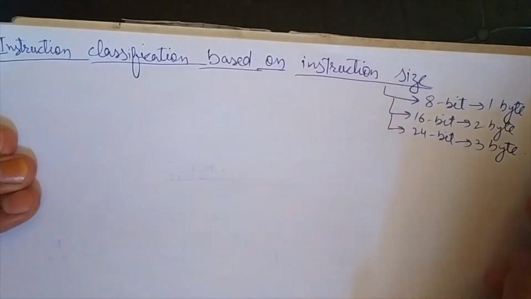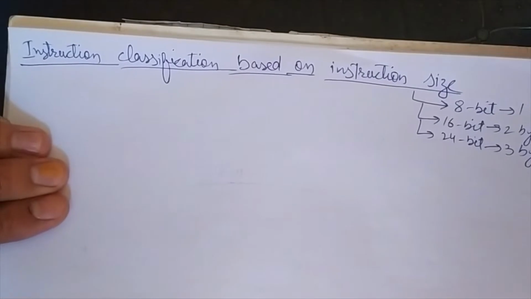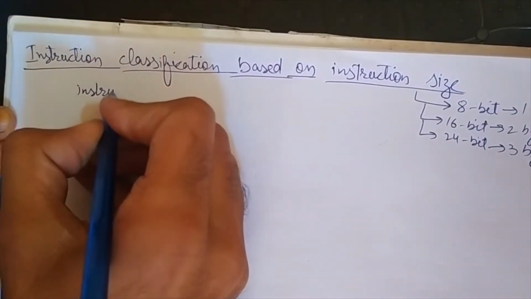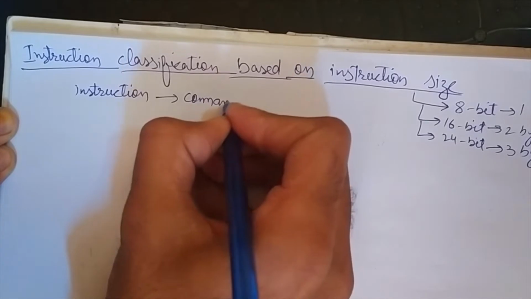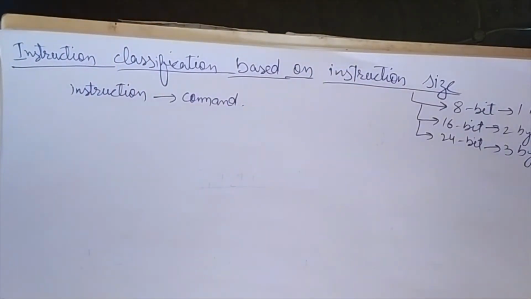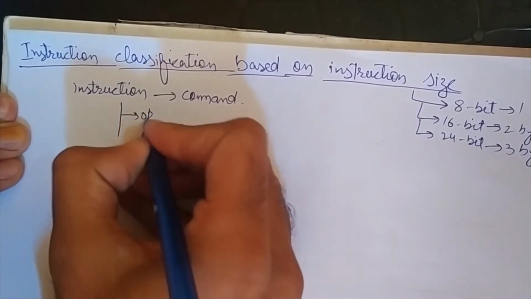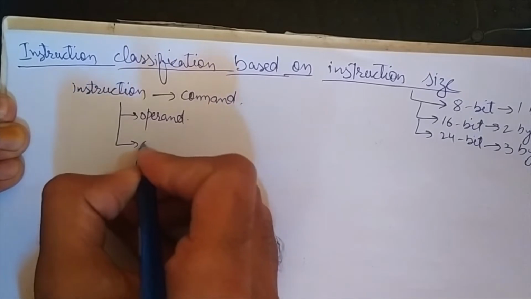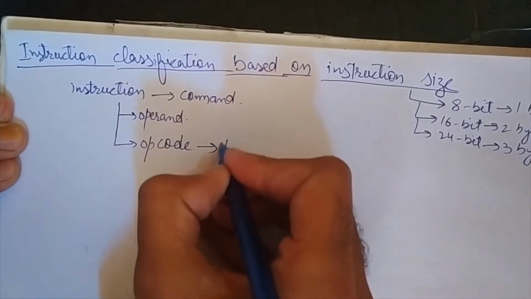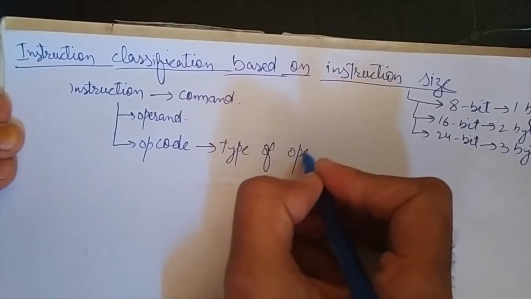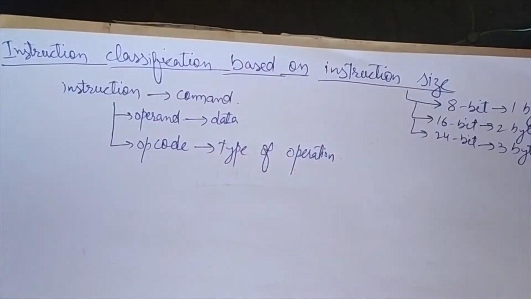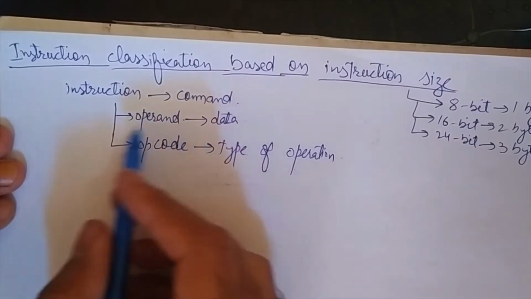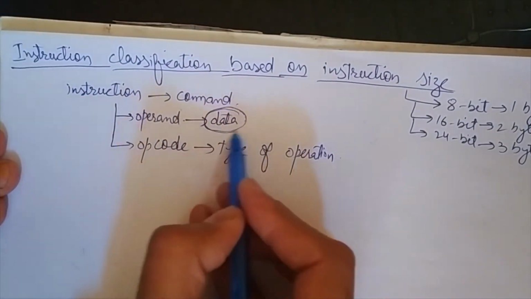Before discussing these different types of instructions based on instruction size, let me first clarify what an instruction is. Basically, an instruction is a command to a processor to perform some operation. An instruction has two parts: one is the opcode, and another is the operand. The opcode says the type of operation, so what type of operation I have to perform, for example add or subtract. The operand is the data on which I have to perform the operation. So opcode and operand together form an instruction.